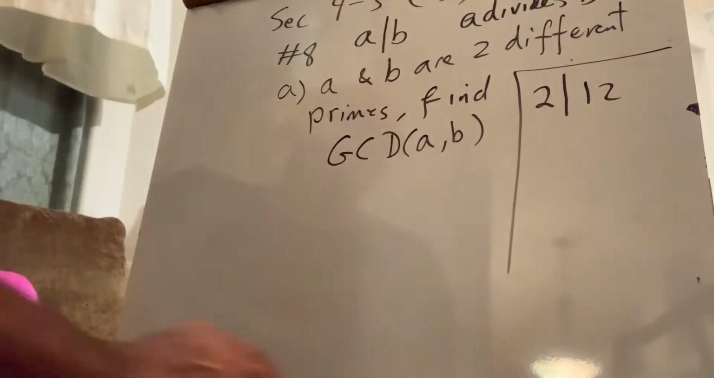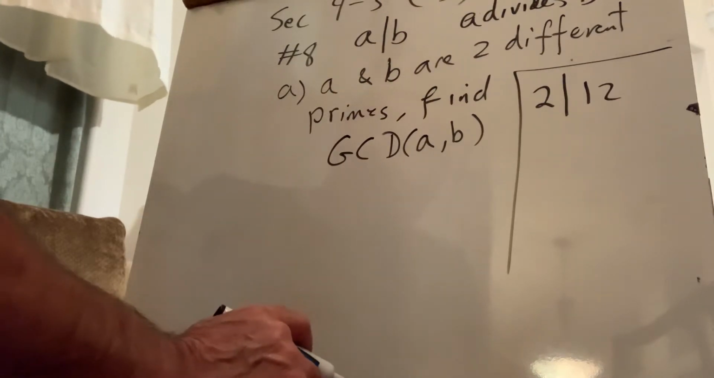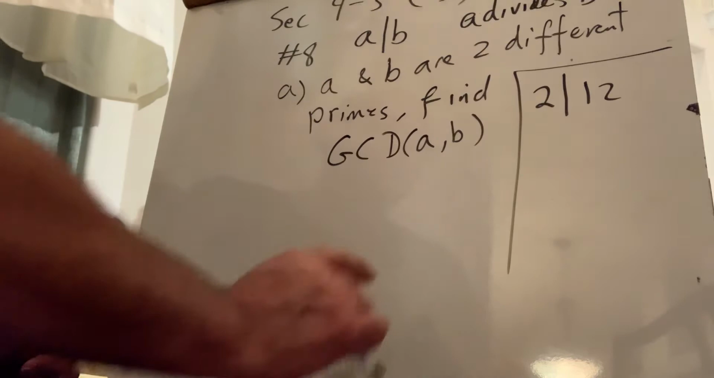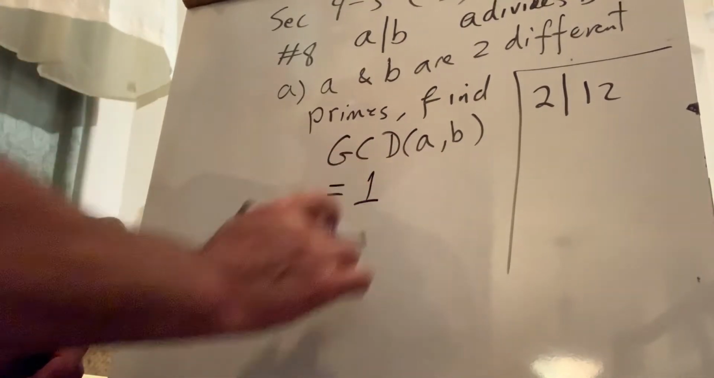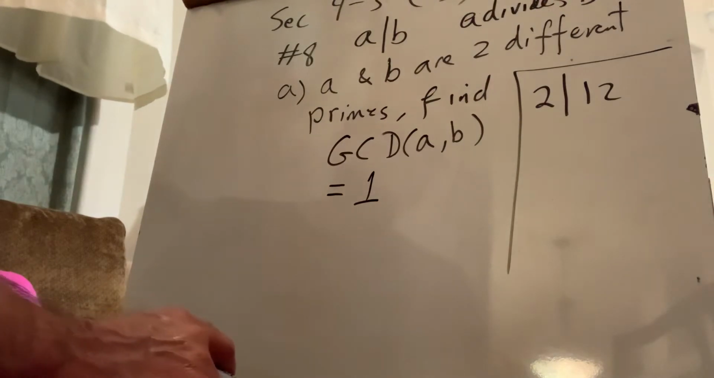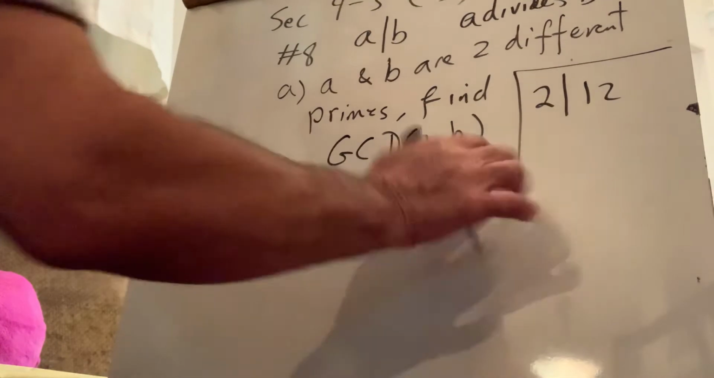Now if the two numbers are prime, what's the biggest factor they have? Well, remember, the definition of a prime is that it only divides itself and 1. So if there are two different primes, the biggest factor they have in common has to be 1, because a prime number cannot have any other factor other than 1 and itself. So that should answer your part A.